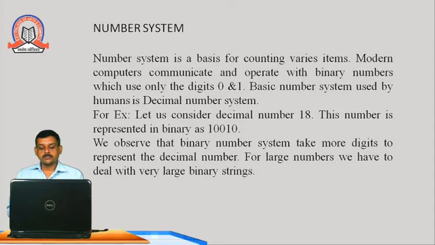We also observe that the binary number system takes more digits to represent a decimal number. In the decimal system we have only two digits, 1 and 8, to represent the number. Instead of that, in the binary system we need 10010, where 5 digits have been used. So a larger number of digits is used for representing a binary number.